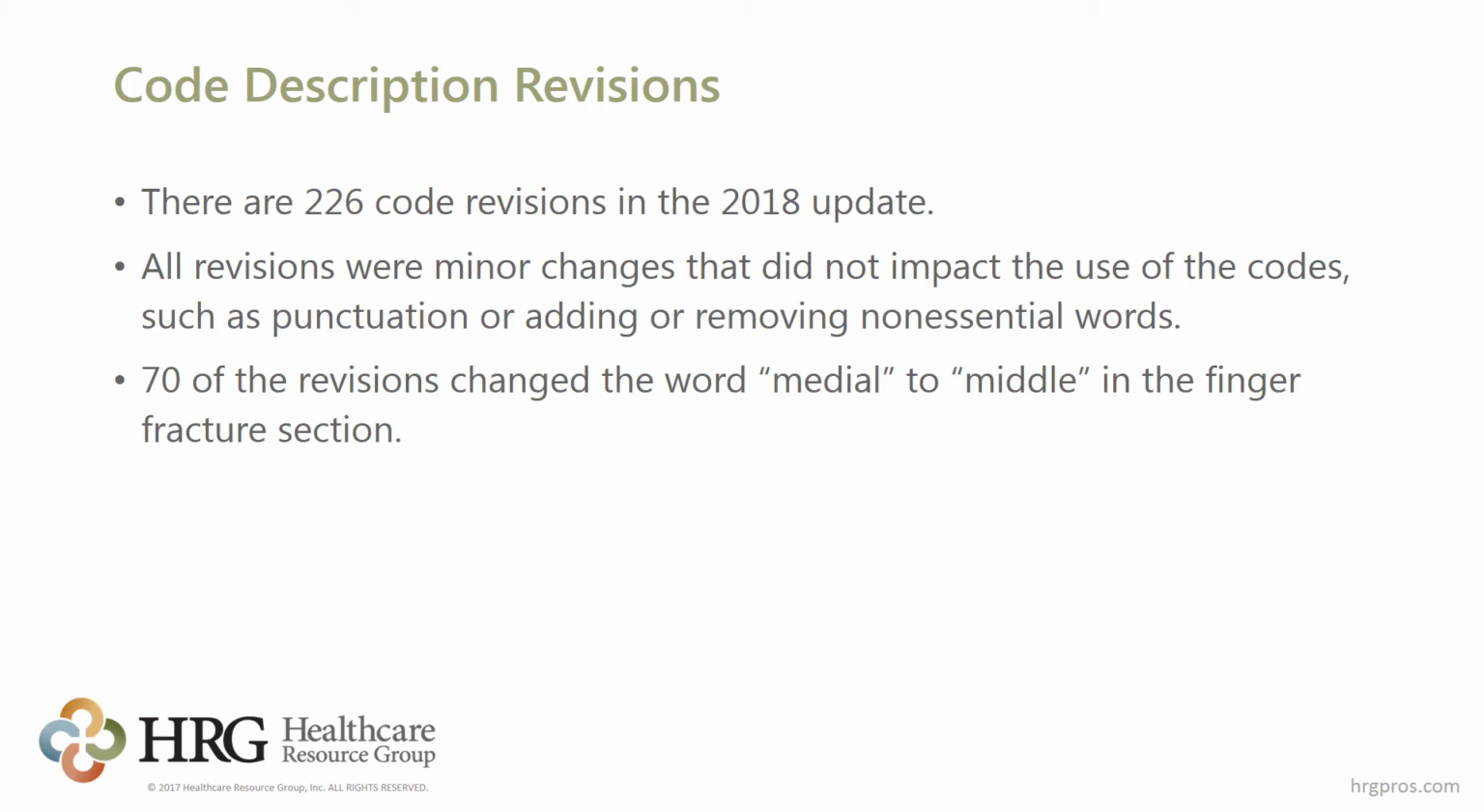As noted earlier in the presentation, there are 226 code revisions in this 2018 update. All of the revisions this time were very minor and did not impact the use of codes. Mostly it was changing or removing punctuation or non-essential words. 70 of the revisions changed the word medial to middle in the finger fracture section.